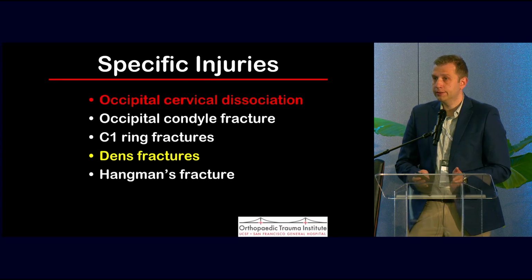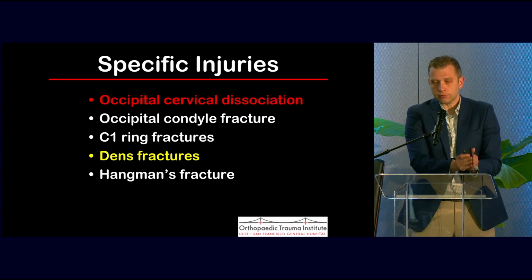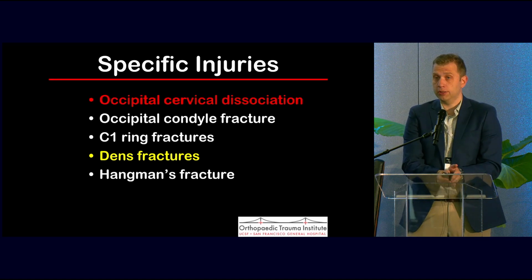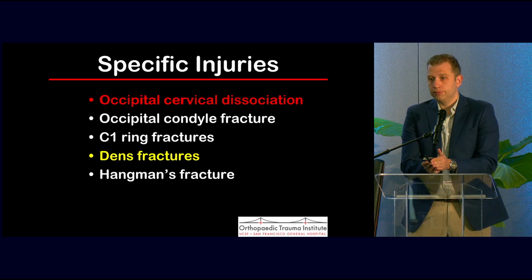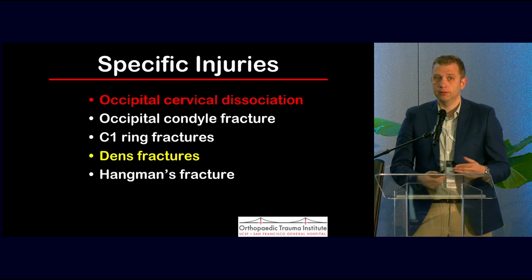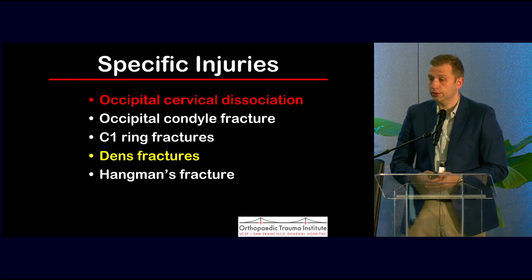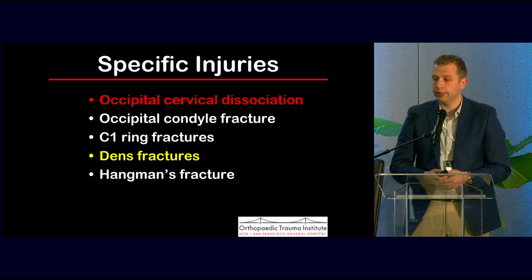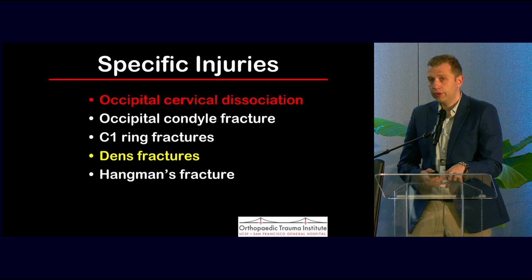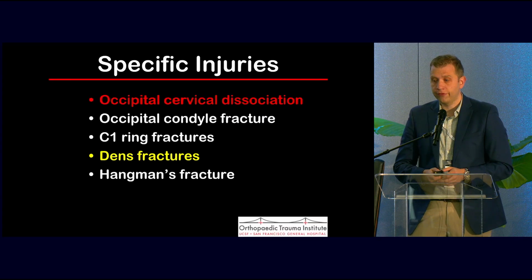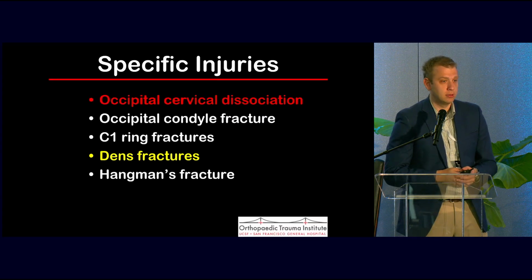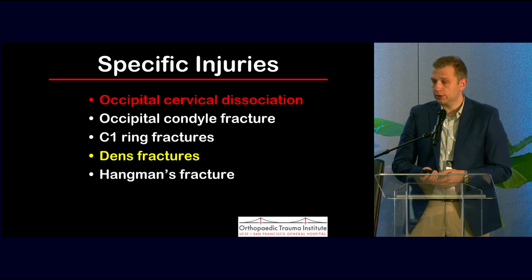And these are very unstable, and if not identified early, it could then displace and lead to a catastrophic injury. So these are injuries that we take very seriously. Then you have the occipital condyle fractures, the C1 ring fractures, the dens fractures, and the Hangman's fractures.